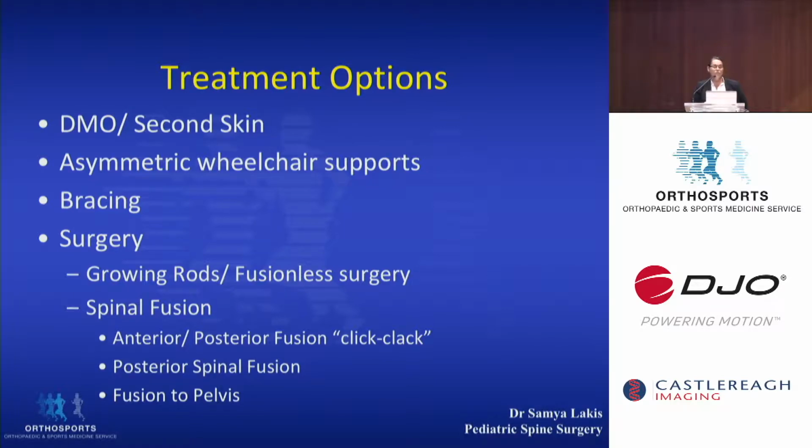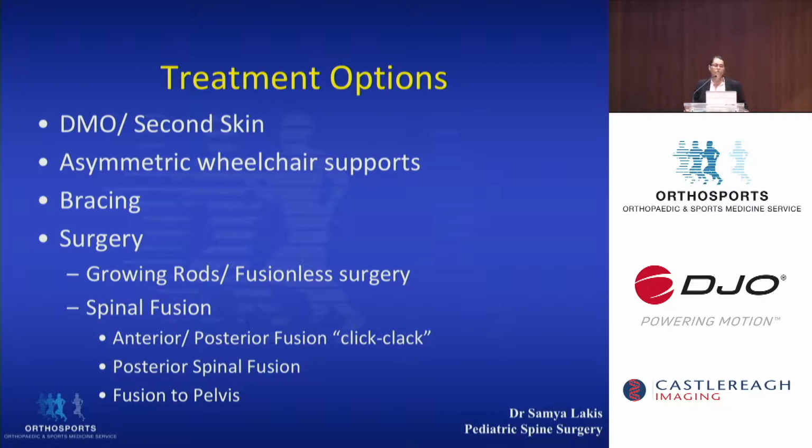So treatment options: who do we offer bracing for? A DMO or second skin is very good for those long floppy curves that tend to be hypotonic, that need help sitting up, and that tend to have a sideways bend rather than a significant scoliosis. You can do cutouts for PEGs, and they don't tend to impair lung function either. Asymmetric wheelchair supports can be considered for those that slouch to one side or have problems sitting up, and we work hand in hand with many of our allied health departments in this regard. So bracing is something that we can consider occasionally.